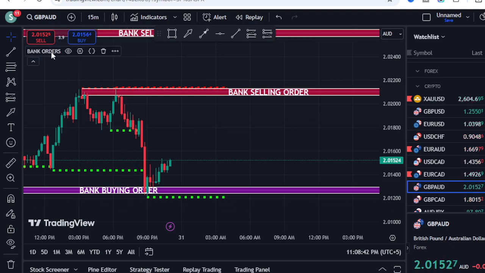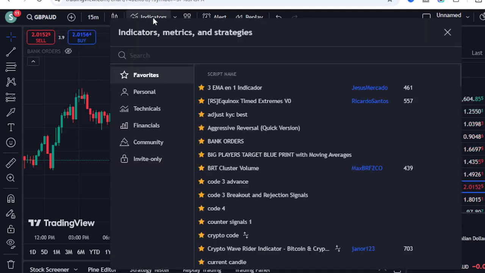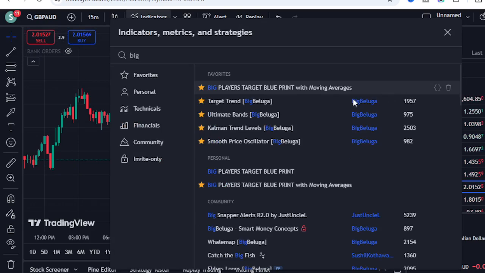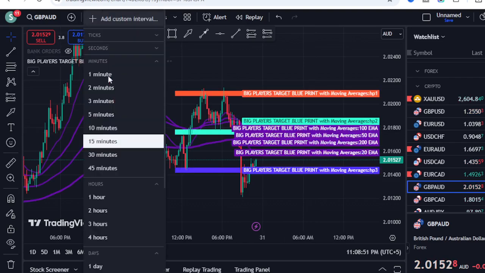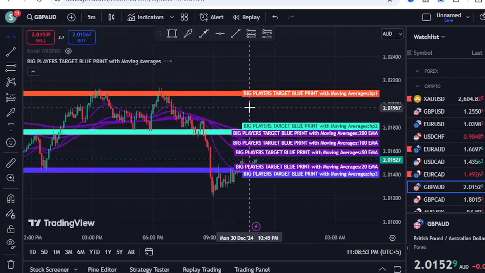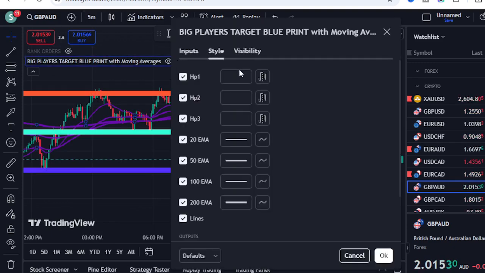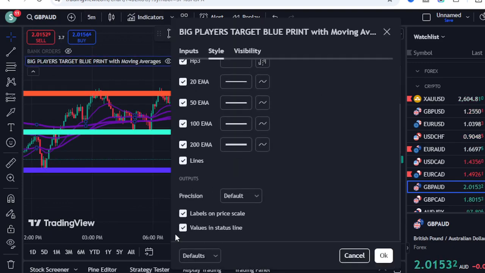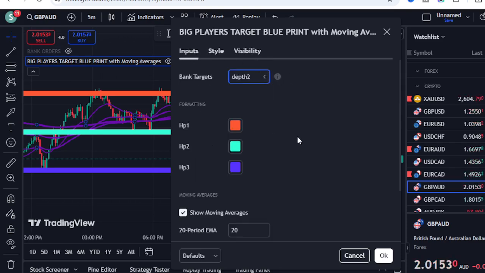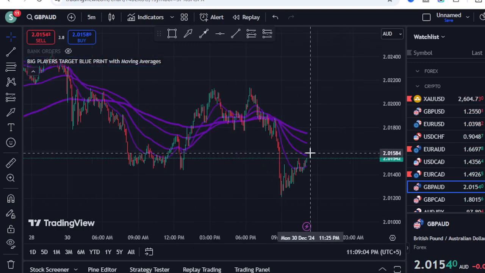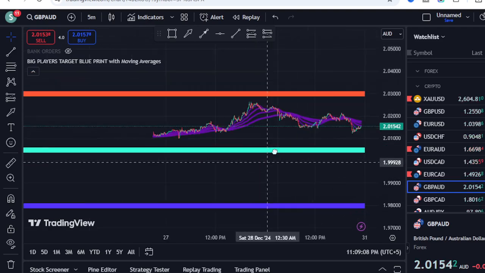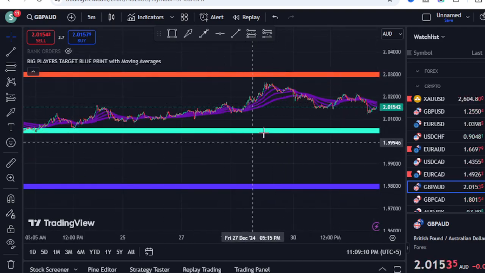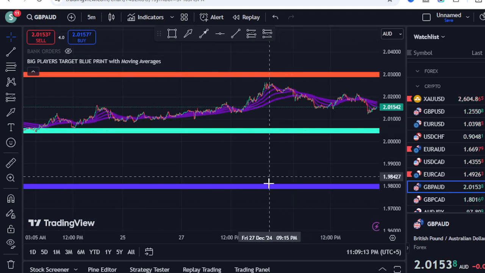Now I'm going to show you our other indicator, that is called the big players. The Big Player Target Blueprint indicator is also targeting the levels, and we will be using the 5-minute chart, and I will show you how you can use this. First of all, we will uncheck the labels, and the second thing, we will be using it on depth 2 at least. Now you can see on depth 2 the levels will be far. These levels are based on the three levels: green, red, green, and blue.